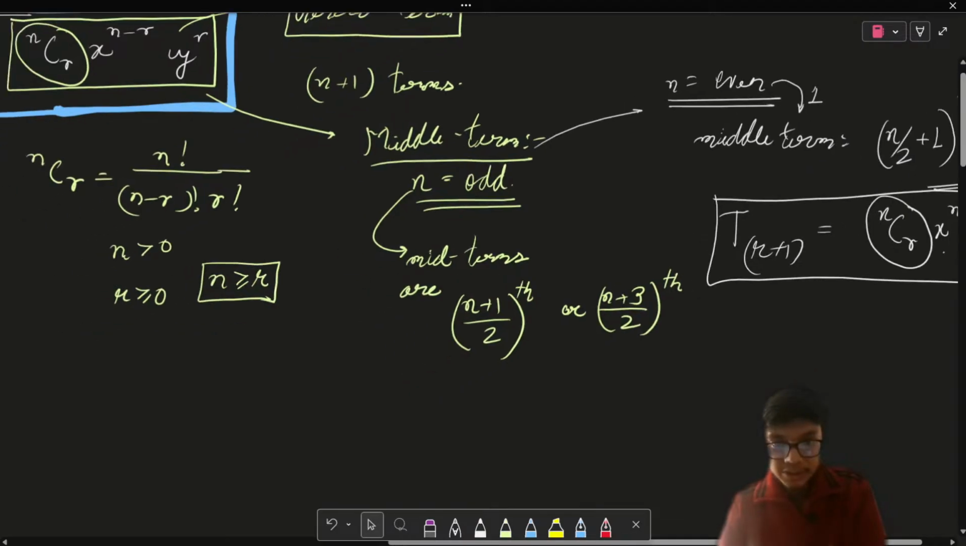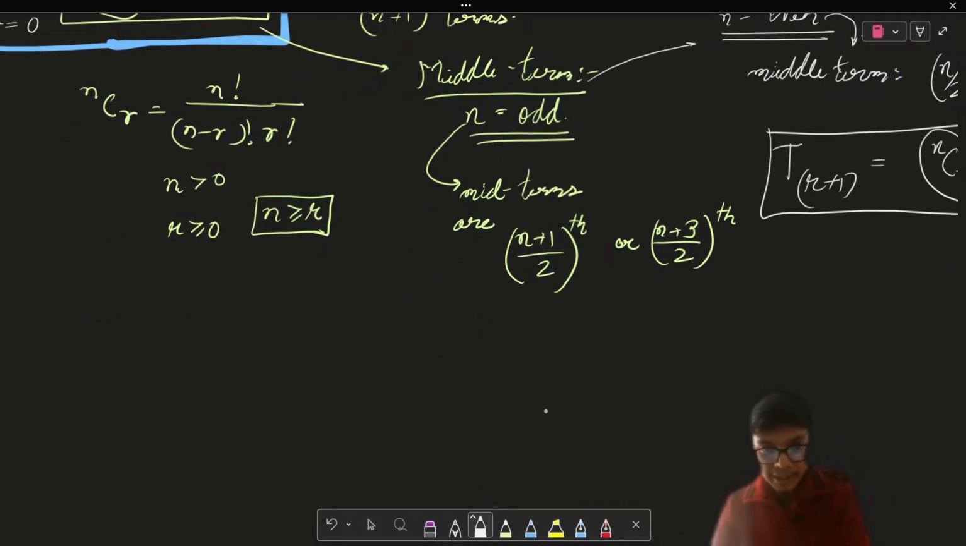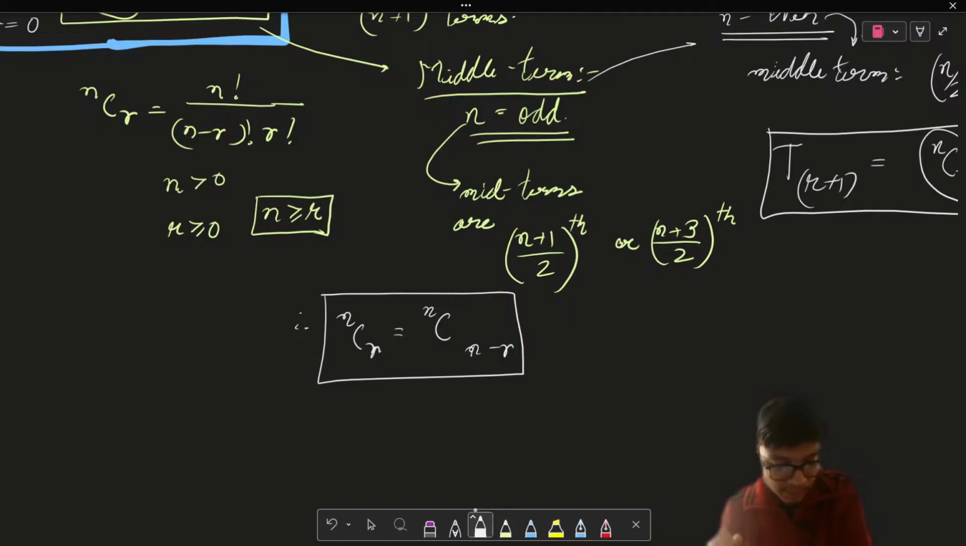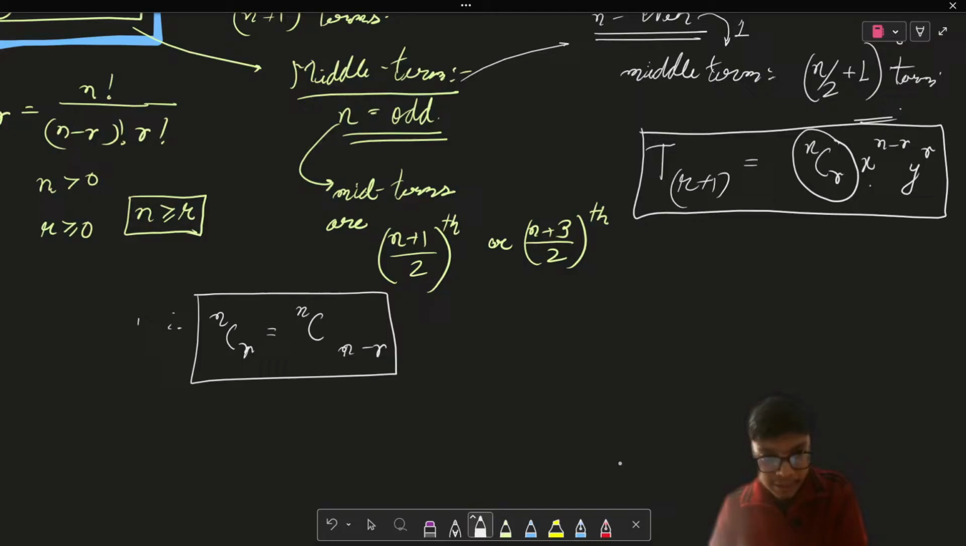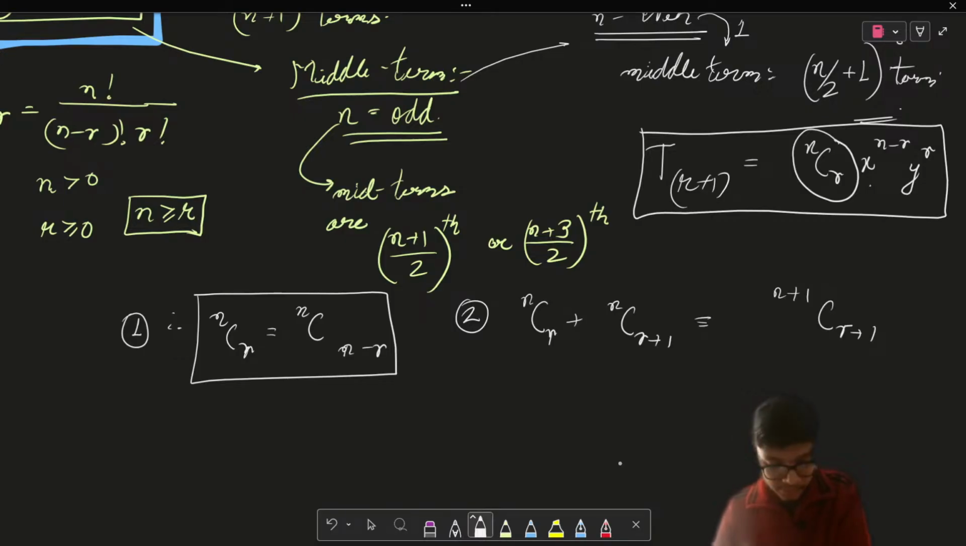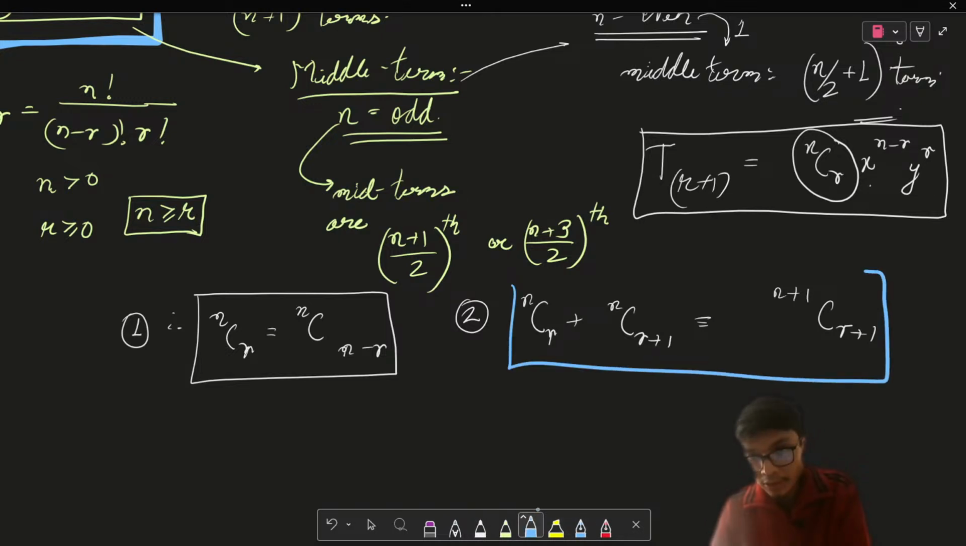All right. Now, along with this, we also need to understand some properties regarding the binomial theorem. The binomial coefficients are symmetric, so nCr equals nC(n minus r). This is one of the very important properties regarding the binomial coefficients. And there is one more important property, which we will be using many times in the exam, called Pascal's identity: nCr plus nC(r plus 1) is equal to (n plus 1)C(r plus 1). This is a very important identity that we'll be using in solving questions.